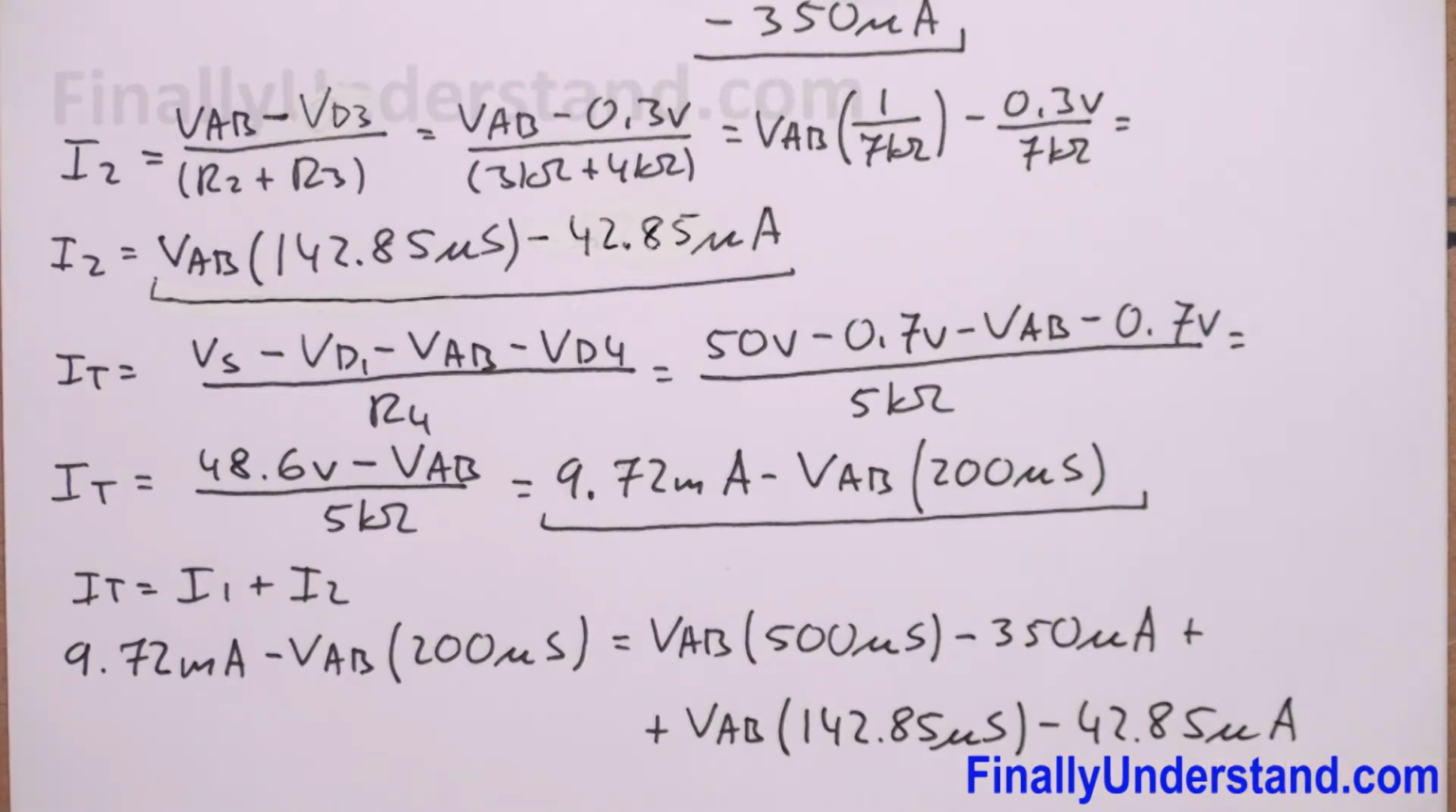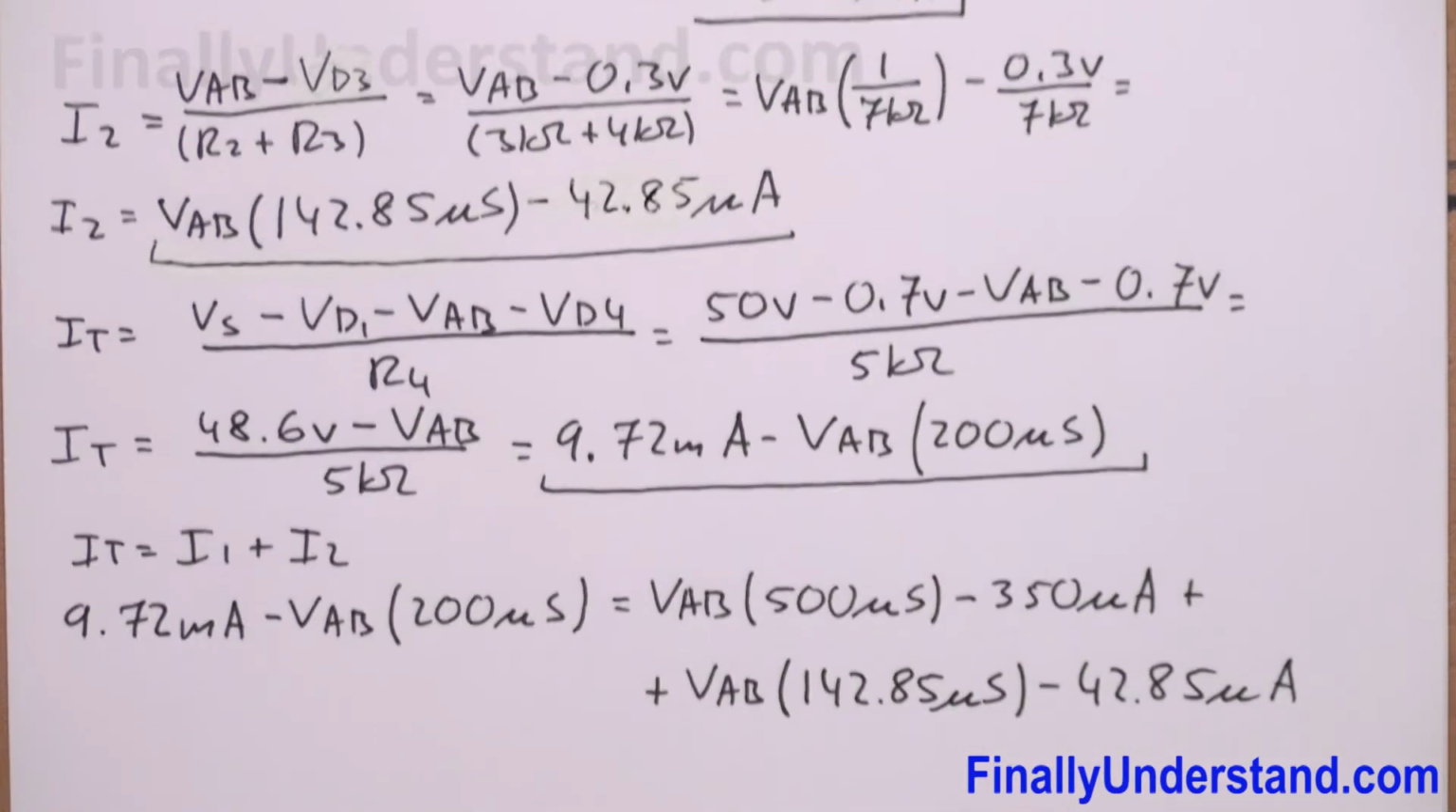Next, I'm supposed to combine the like terms. I want to keep all my VABs on the right side and currents on the left side. Why VABs on the right side? Because both of them on the right side are positive and the one on the left side is negative. So if I'm going to bring the VAB from the left side to the right side, I'm going to have all my VABs positive.